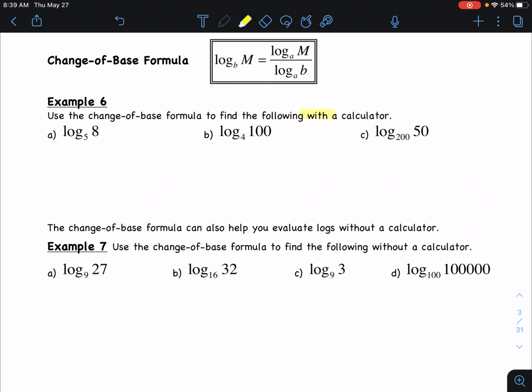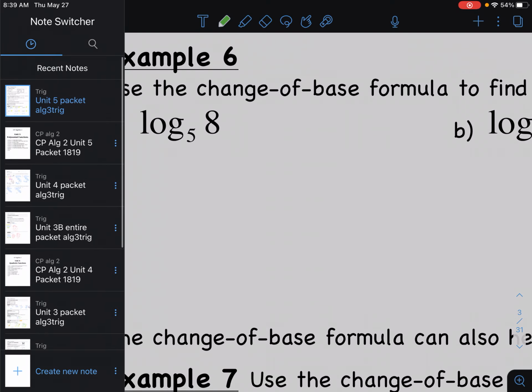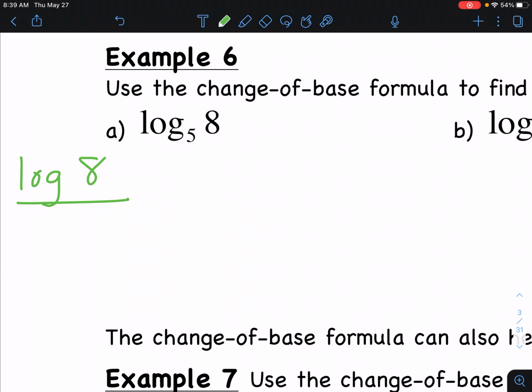So in example 6, it says use the change of base formula to find the following with a calculator. Letter A, log base 5 of 8. You cannot use your calculator for that because the base is 5. Your calculator only does base 10. So the change of base formula is very, very easy. What you're going to do is log of 8 divided by log of 5. The little base is in the denominator.